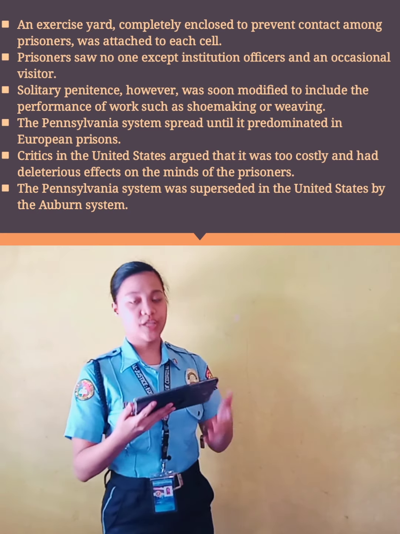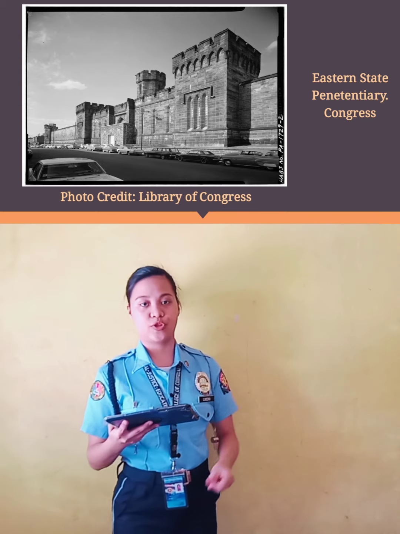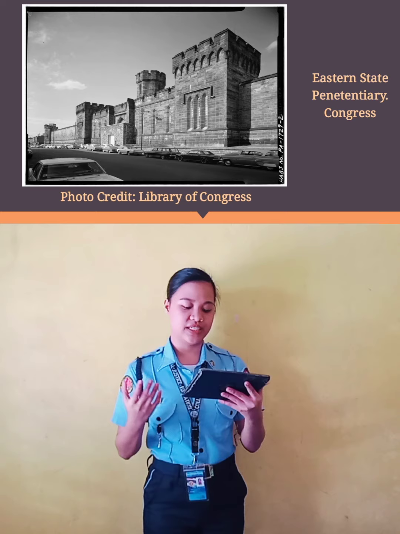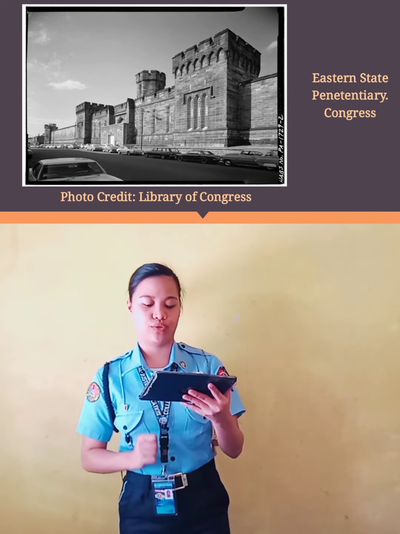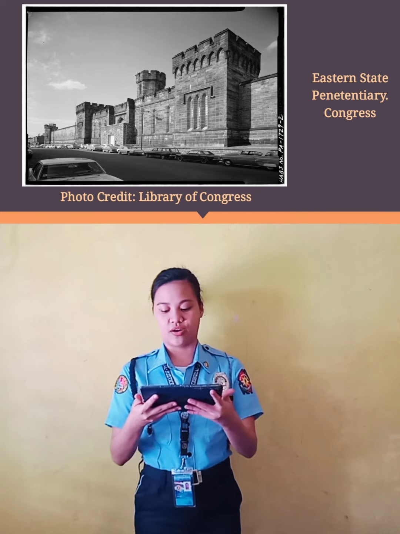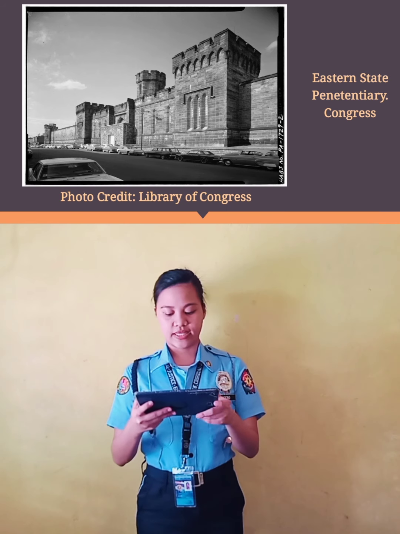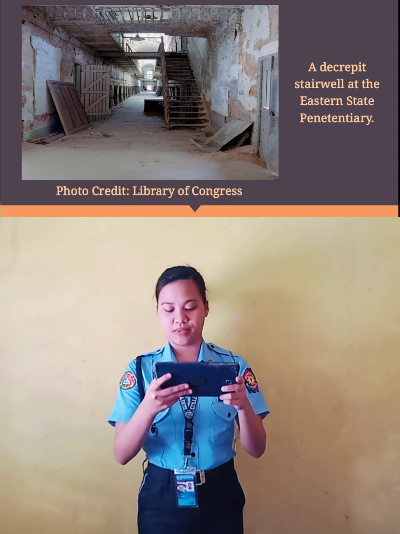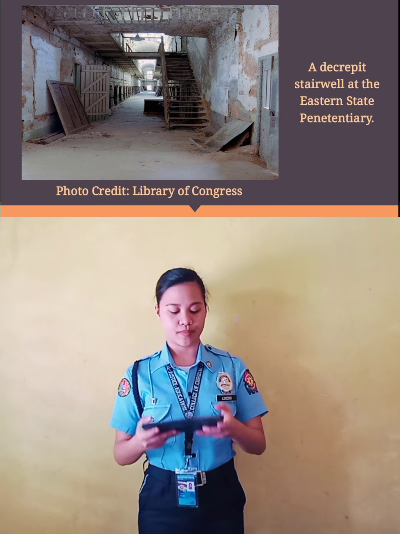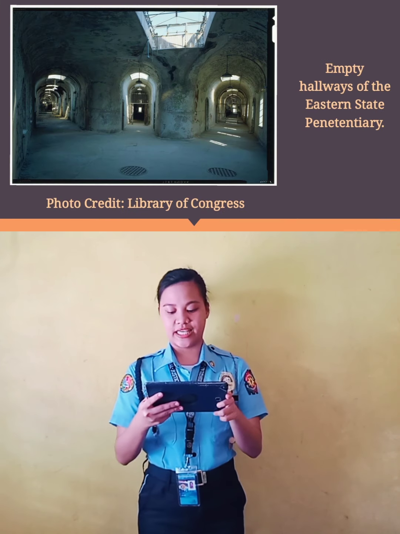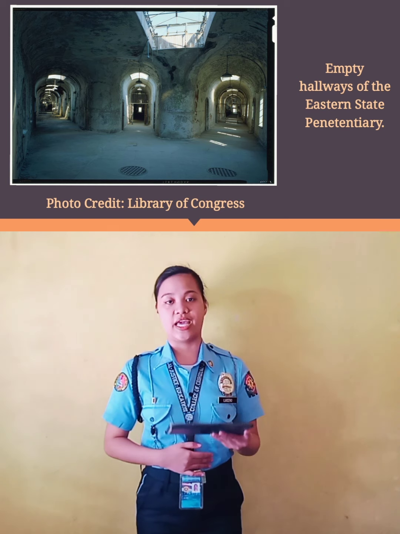So, here are some pictures of the Pennsylvania system. To start off, the Eastern State Penitentiary. These photos are credited to the Library of Congress. Second, we have a decrepit stairwell at the Eastern State Penitentiary. And lastly, we have a picture of an empty hallway of the Eastern State Penitentiary.